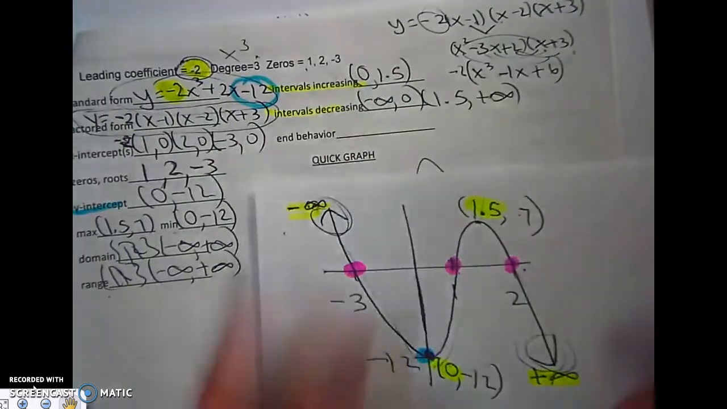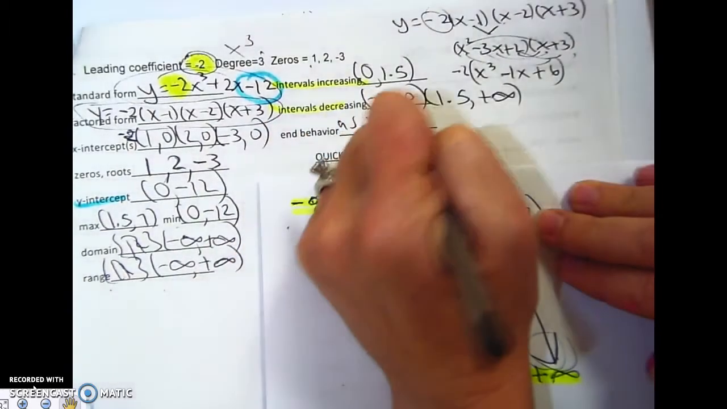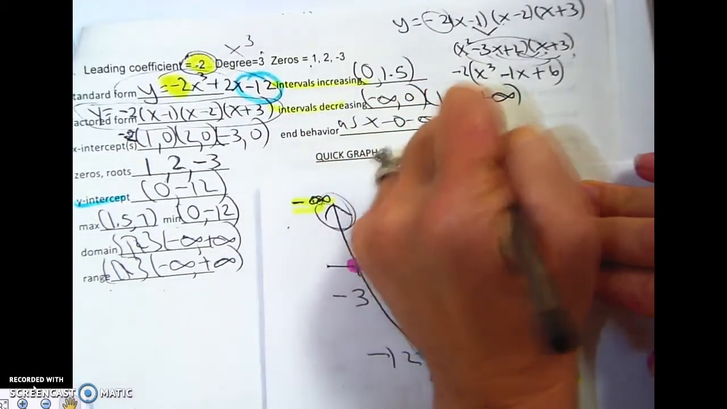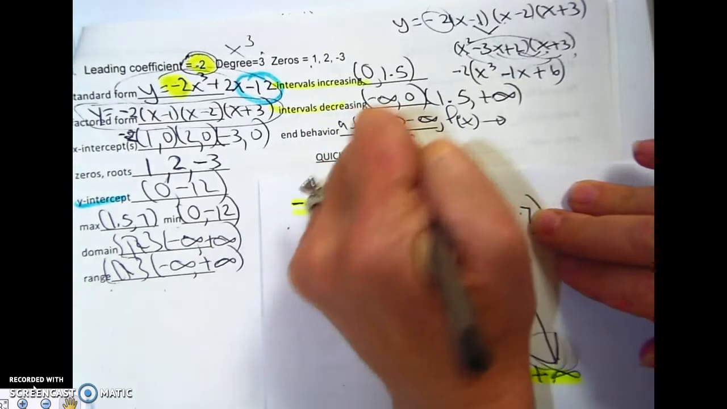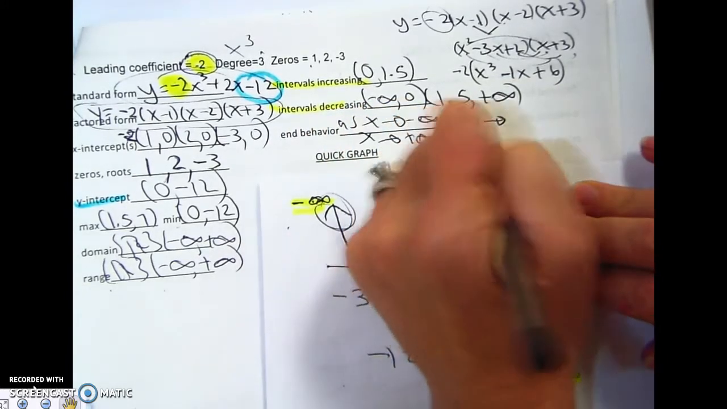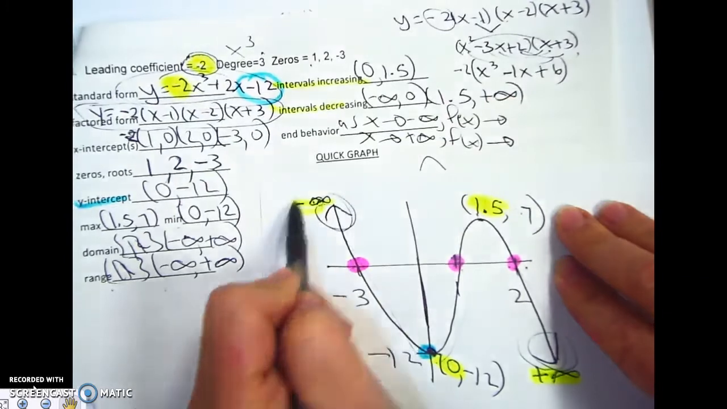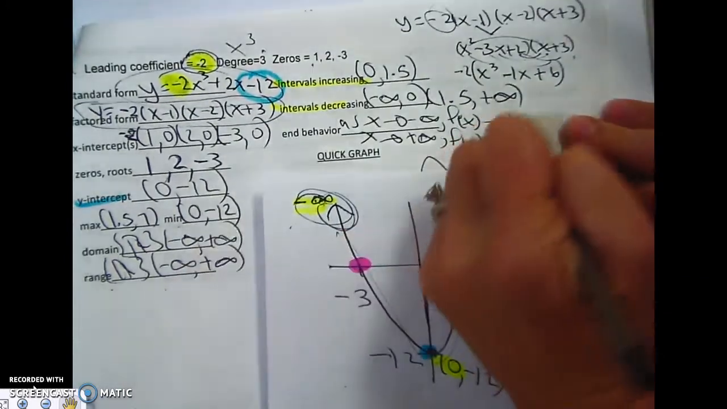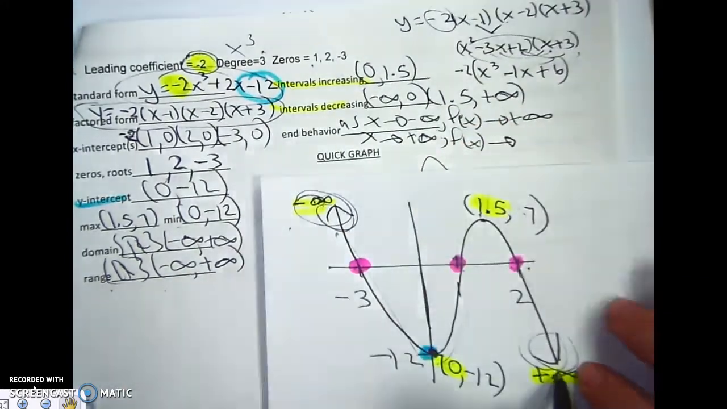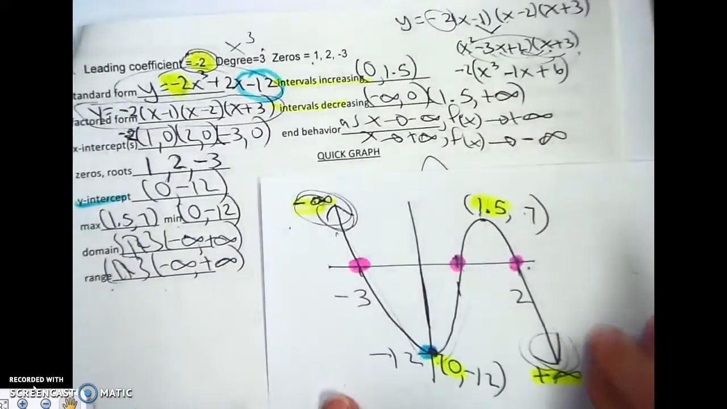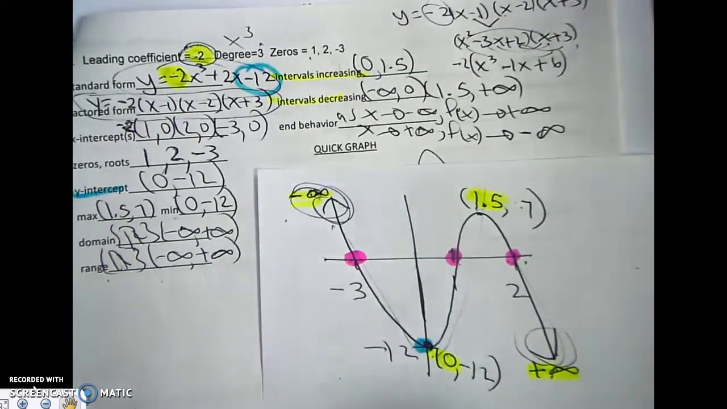My end behavior. As x approaches negative infinity, f of x approaches. As x approaches positive infinity, f of x approaches. So when it's negative infinity, it's going up. When it's positive infinity, it's going down. So now I've answered everything I need to.